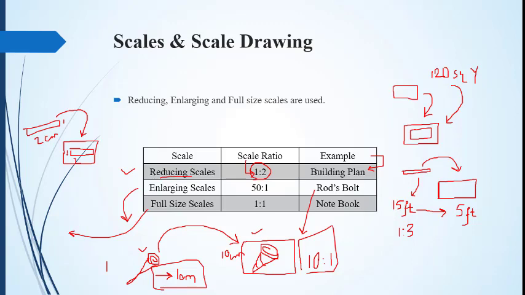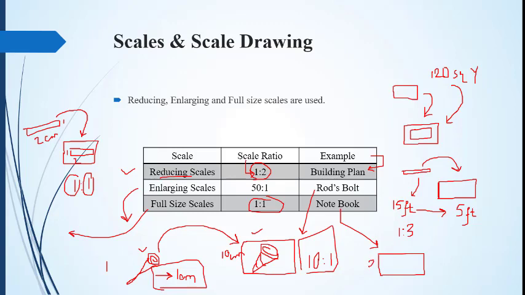Also, this is known as full size scale. It can be written as 1 ratio 1. For this purpose we will write the ratio 1 ratio 1. For example, this is the original one and this is the drawing which we have drawn on the drawing sheet. We haven't changed its scale, neither increased nor decreased. For example, notebook. Notebook is the example of the full size scale.